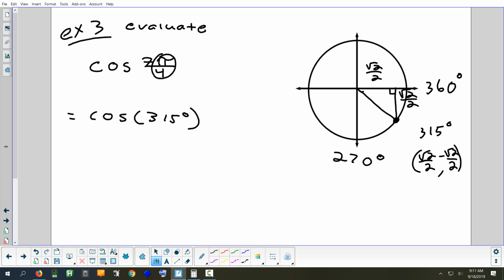Okay. And now my cosine. Matt, what's the cosine of 315? Square root of 2. Where's it negative? Well, square root of 2 would actually be the secant. Yeah. There we go. Negative square root of 2 over 2. Square root of 2 over 2. Yeah, just the x value. Any questions on that one?